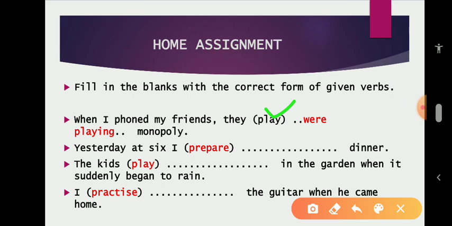Now we have to decide whether we have to use was or were and ing form with this verb. Like we have used were playing Monopoly. So Monopoly is basically a game, and it is a game of money. The children play it. They take the money in the game and they buy different things in that game. You can find this game on the internet, and it is also available on Play Store.